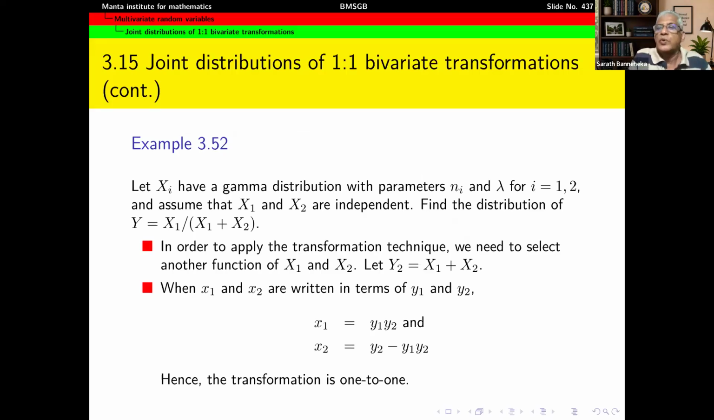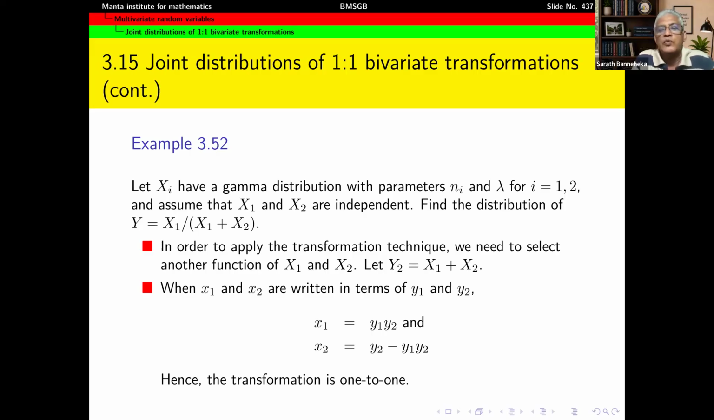Okay, so let's quickly look at another example. Let X_i, where i from 1 to 2, have gamma distributions with parameters n_i and lambda. So x1 has a gamma distribution with parameters n1 and lambda, x2 has a gamma distribution with parameters n2 and lambda, and assume that x1 and x2 are independent. Find the distribution of y equal to x1 divided by x1 plus x2. So in this problem, we need to find the distribution of y. Another random variable is not given.